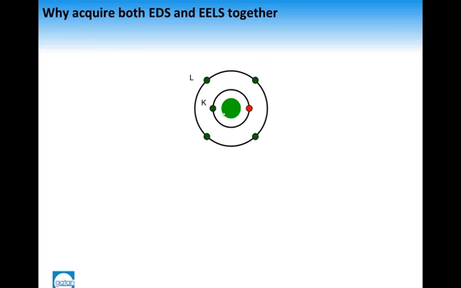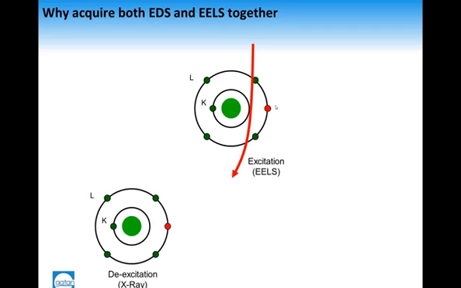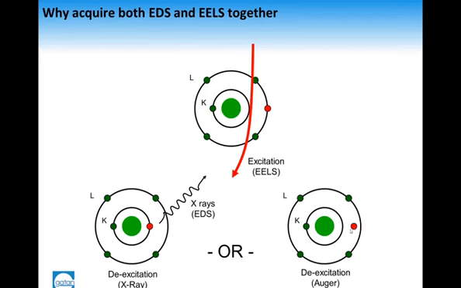So why do we want to acquire both EELS and EDS together? Let's look at this atom with electrons in the K shell and the L shell. We have the incoming electron coming with a certain energy. This electron will lose some energy and promote one of the electrons in the K shell to an upper level. Now, two things can happen. The excited electron can go back to the initial state, the K shell, and emit an X-ray. Or it can go back to the initial state, and one of the electrons in the L shell will be emitted. This is called Auger spectroscopy.